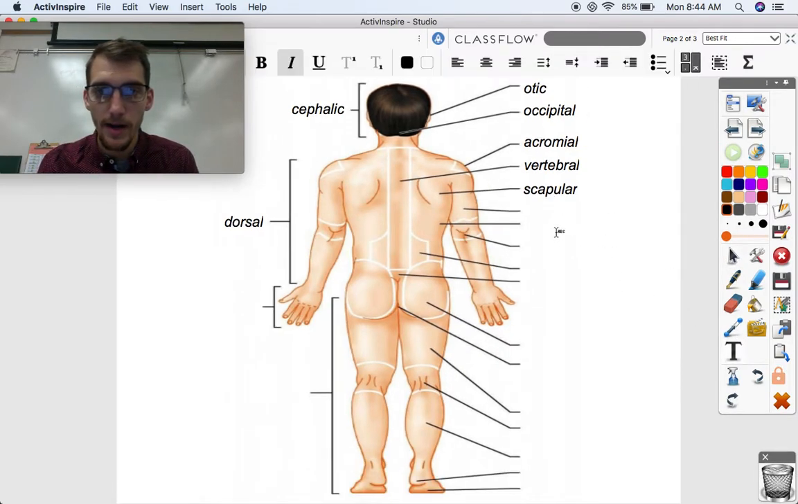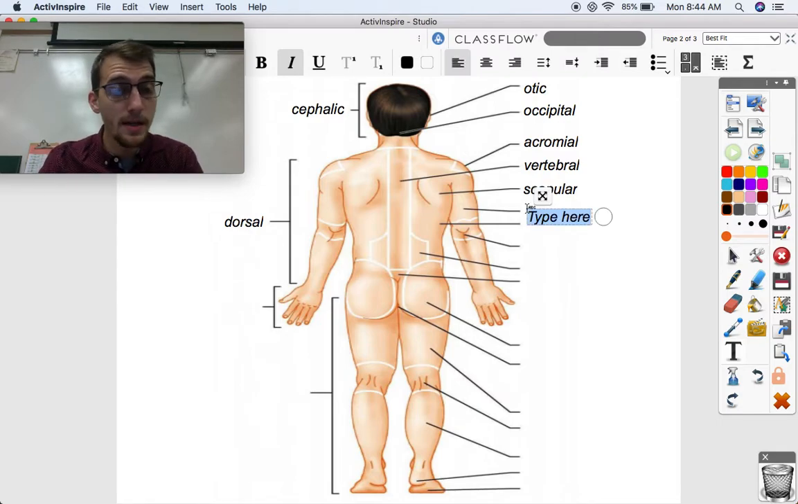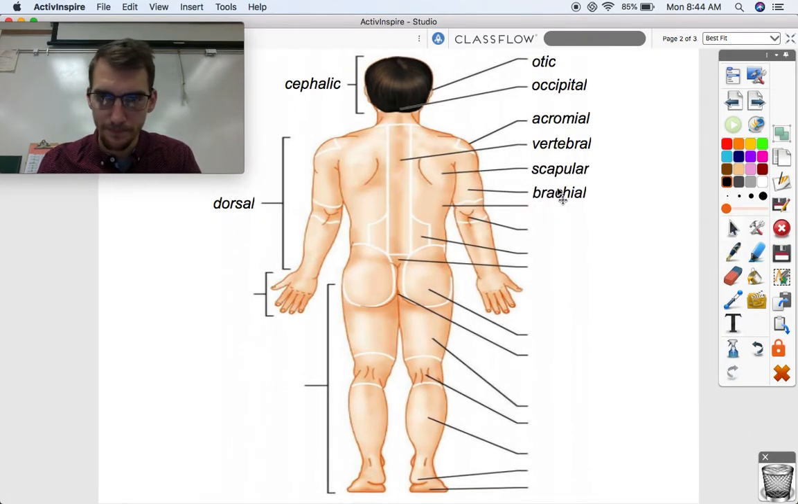There it is. All right, another repeat here. The arm itself, you remember from the front? It's called the brachial region. Brachial. I'm going to come back to this one. I always struggle with this one. I'm going to come back to it.